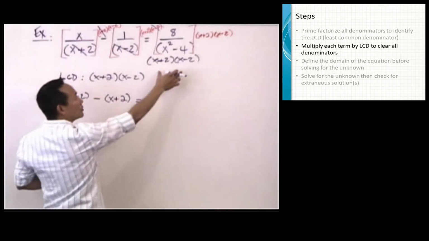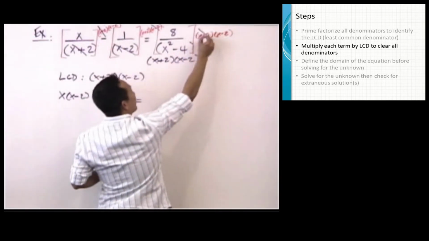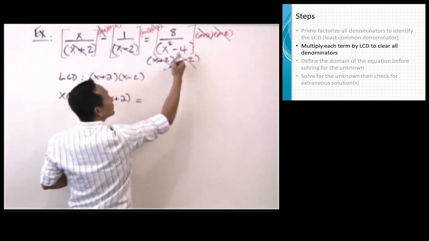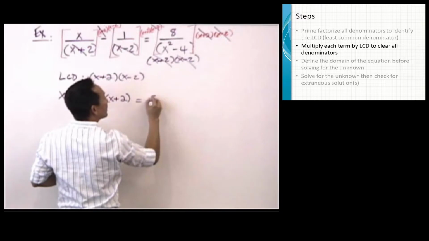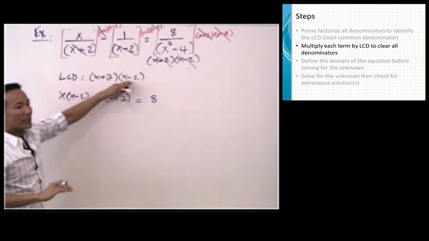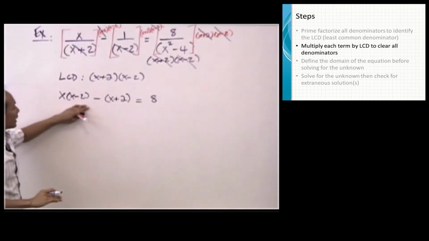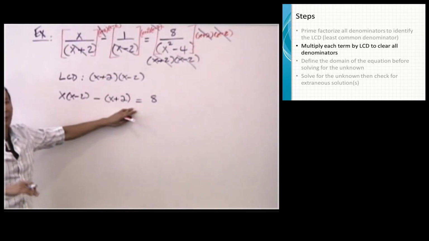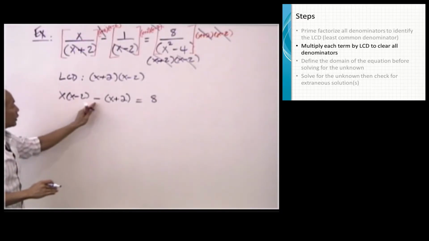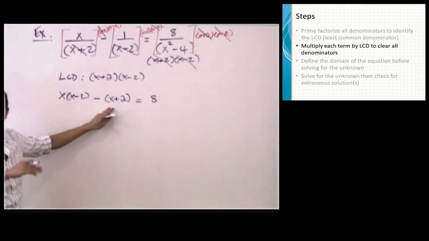The last term, I divide out x plus 2. I divide out x minus 2. One time, I have 8 left. So after I clear all the denominators, I end up with a very nice looking equation right here. And we do know how to solve for this. We distribute the x in, we distribute the negative 1 in, and we combine all the like terms, and we check to see if we can solve for the unknown.